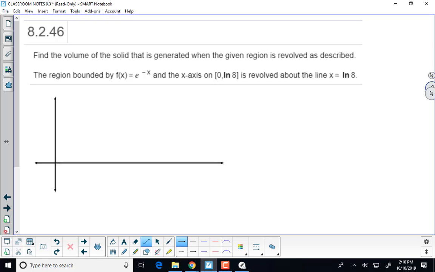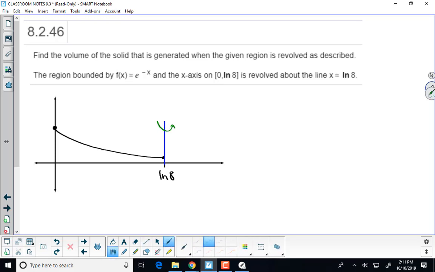Okay, so e to the negative x, that's exponential decay. At 0, we're at 1. And we're going to zip down to about there. That's where we're going to say natural log of e. I don't know how to show that. And then the axis of rotation is also natural log of 8. So we're going to rotate about this line right there.